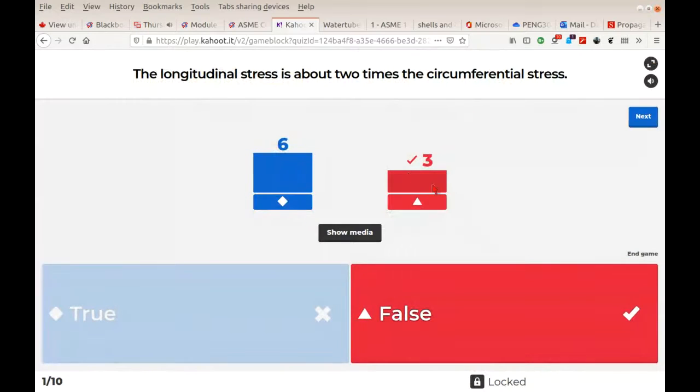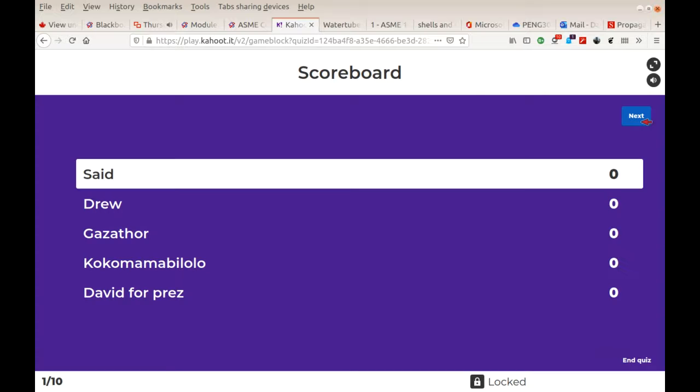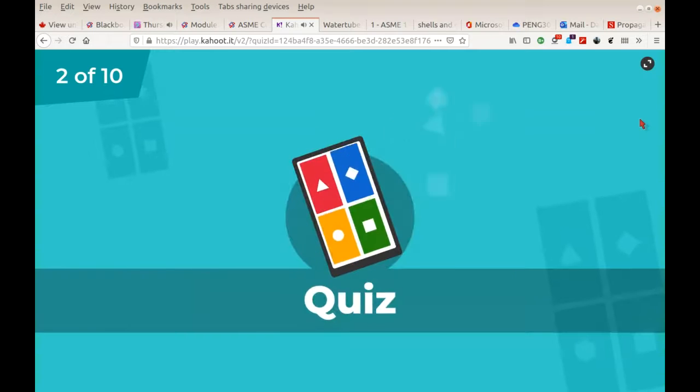So let's go back to this. The question was whether the longitudinal stress is about 2 times the circumferential stress. No, it's the other way around. The circumferential stress is about 2 times the longitudinal stress. Okay, that was a tricky one. It was tough. Next question.